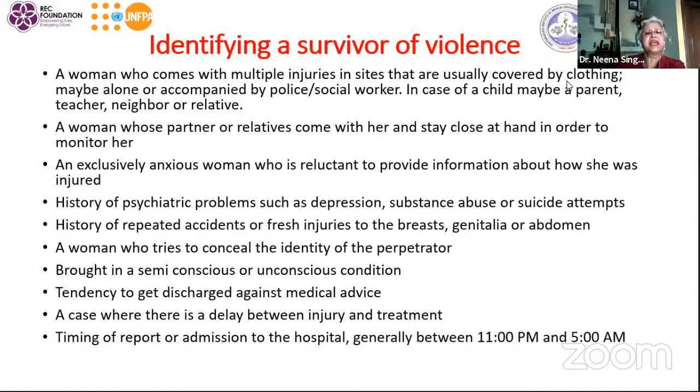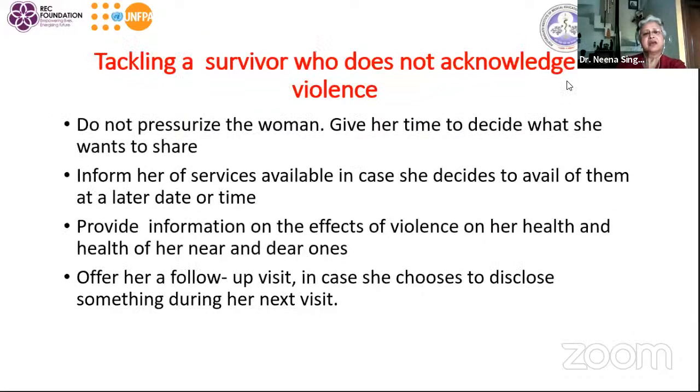There may be a delay between injury and treatment and timing of report. Most of the time they report to the hospital at night time, generally between 11 p.m. and 5 a.m. How do you tackle a survivor who does not acknowledge violence? Like, she is not telling on her own that she has suffered violence. Then how do you tackle such a survivor?